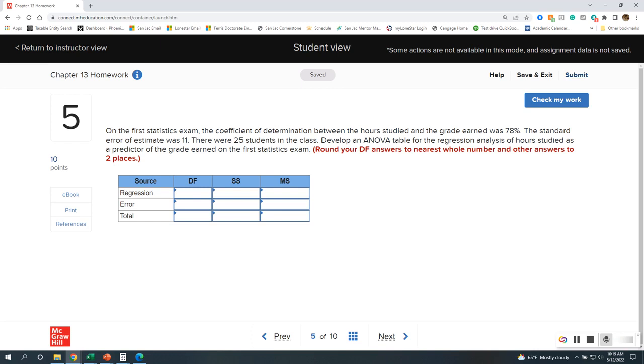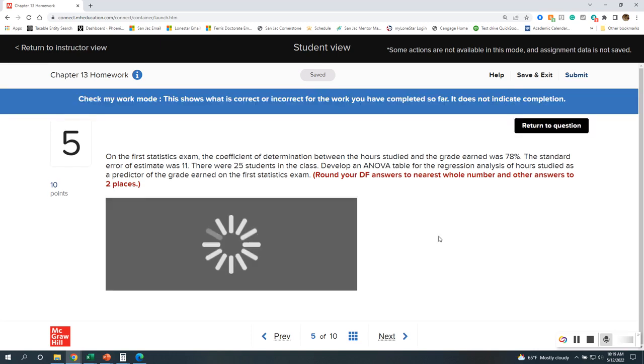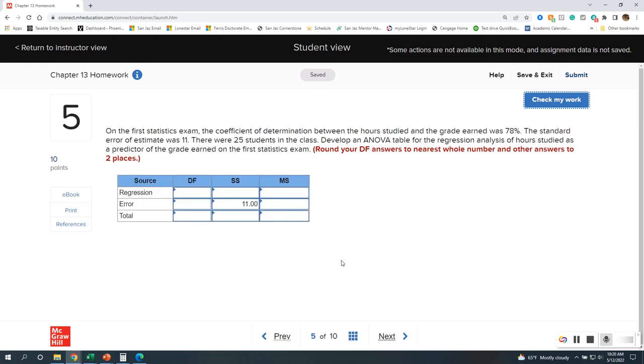So, the standard error of estimate was 11. We know that's 11. Again, check. Standard error of estimate, oh, okay. I did not do the formula. I just went with the SSE, sorry. Alright, so this is going to take a little bit. First off, we got the 25 students. We know this is going to be 23.